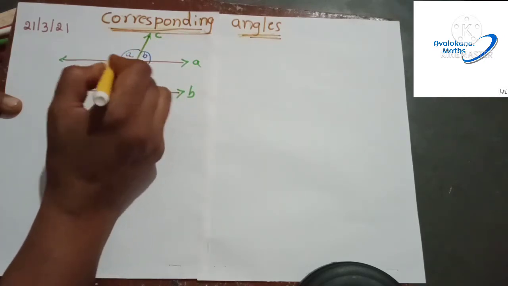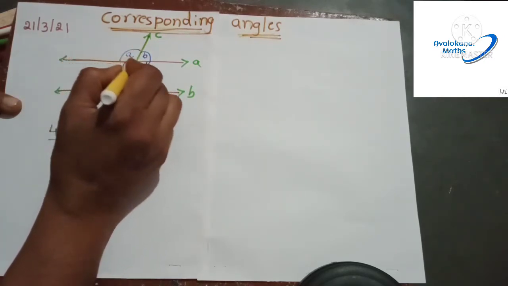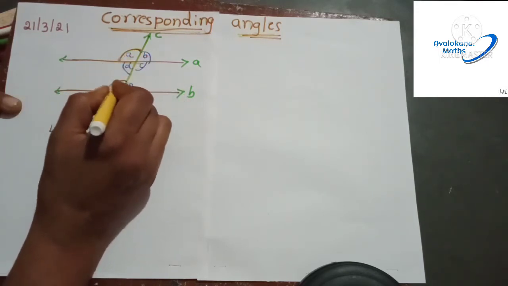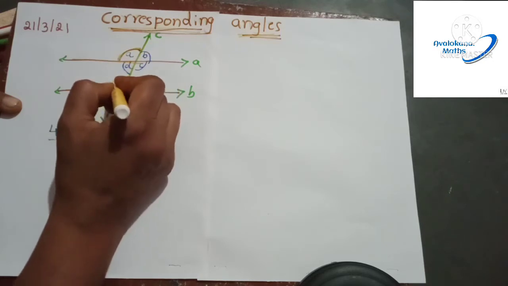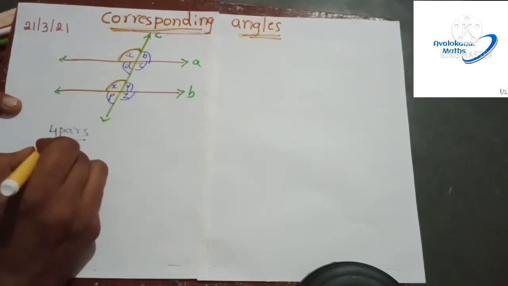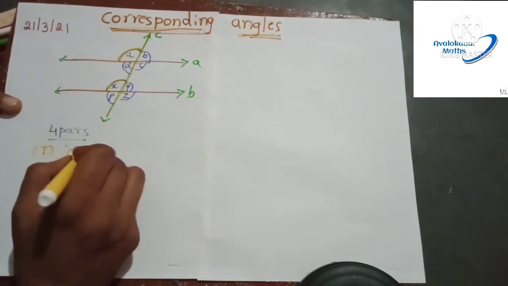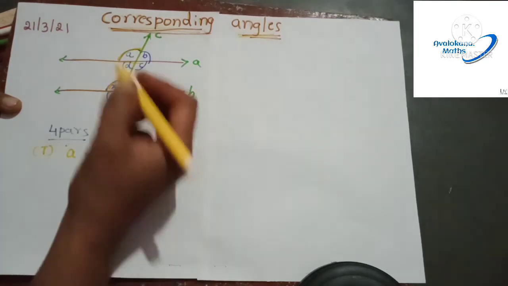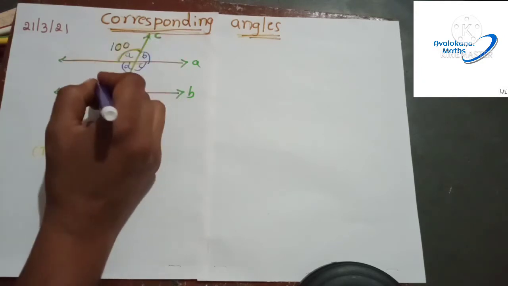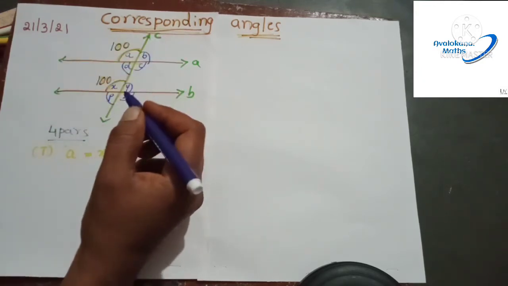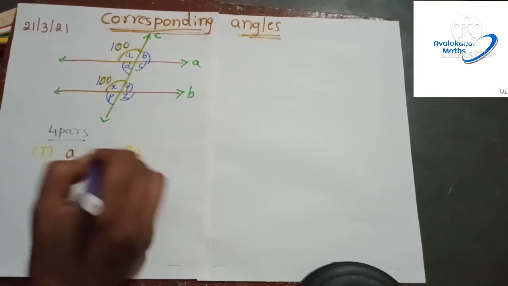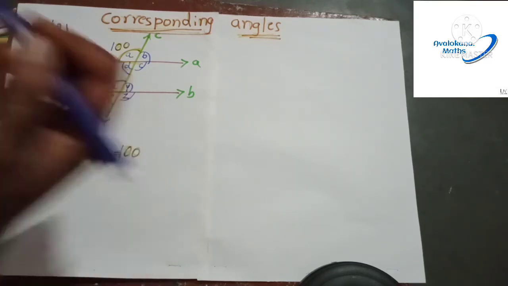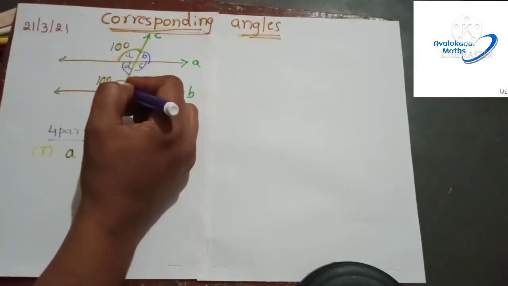Just follow this: above the line and above the line, these two are called corresponding angles. Here, angle A is equal to angle X, and the values are also equal. Suppose the value of this angle is 100, then angle A is equal to angle X, which is 100. The corresponding angle of A is angle X.